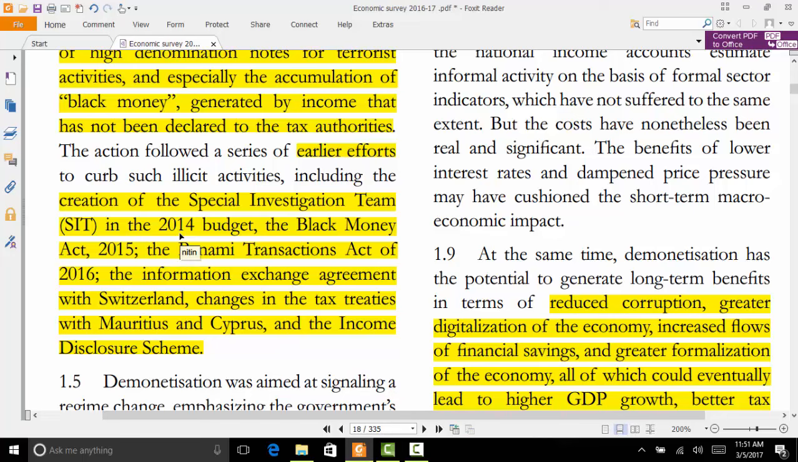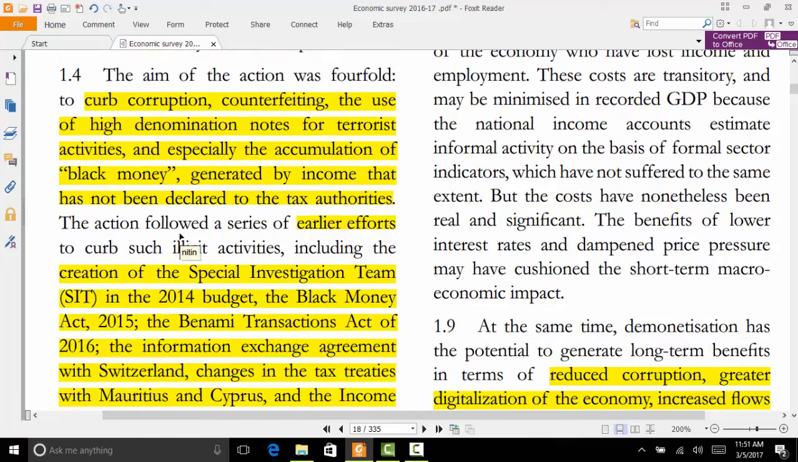Now these efforts we have discussed in Yojana also. आप लोग बताइए क्या क्या same points हैं. Yes, Vibhu. Sir, SIT, Benami Transactions Act 2016. Correct. And there was also the income disclosure scheme. बहुत अच्छे. And आप बताइए. Mauritius के साथ DTA, and with Switzerland we have a treaty to tell about the Swiss accounts. So what do you call it? Automatic exchange of information. And DTA has been renegotiated with Mauritius, Singapore, Cyprus, right?